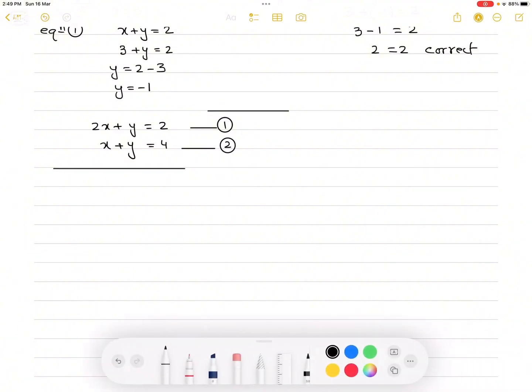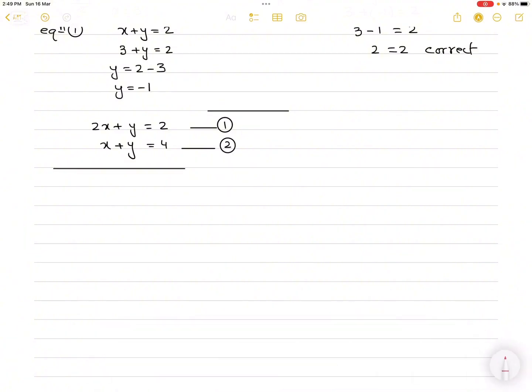So let me do it with the red color. This is plus x, so make it minus x. Opposite, you have to do it opposite. This is plus y, so it will become minus y. This is plus 4, now it will become minus 4. So now you have changed the signs, so plus y and minus y cancel each other.